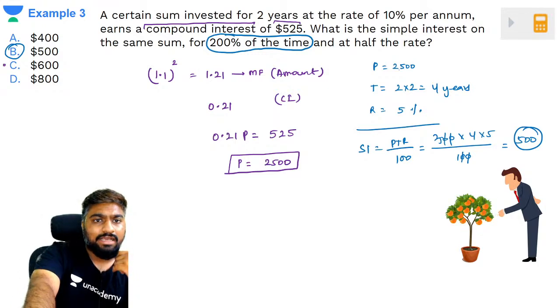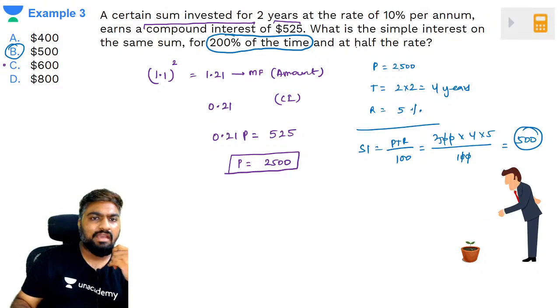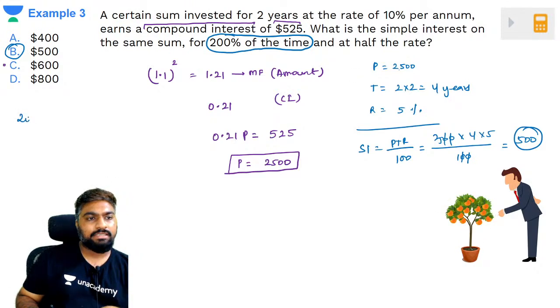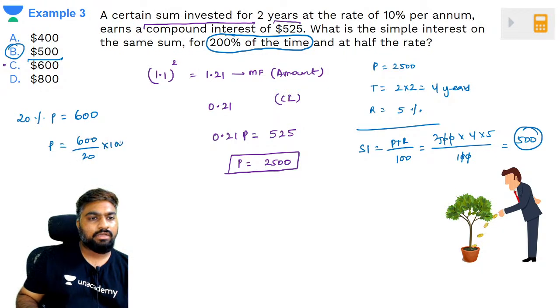You can do it with answer choices also, but what would it fetch you? See, if I double the time and halve the rate, it still remains the same, 20% only, right? So 20% of my principal will be one of these answer choices. If 20% of my principal is 600, then my principal will be how much? 600 by 20 into 100, which is 3,000 rupees.